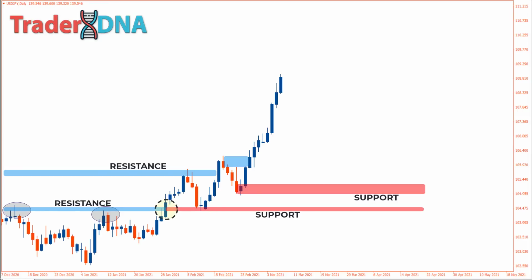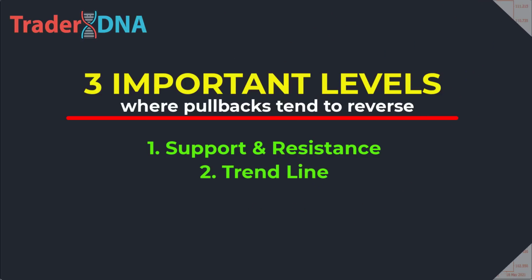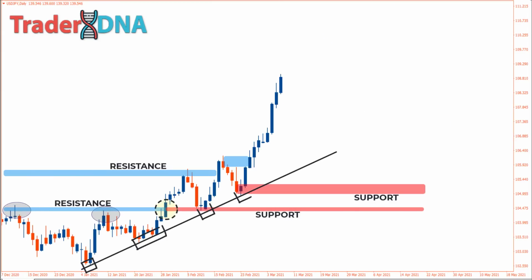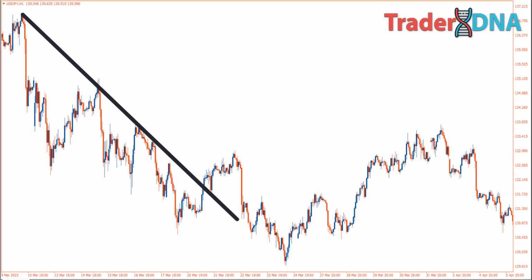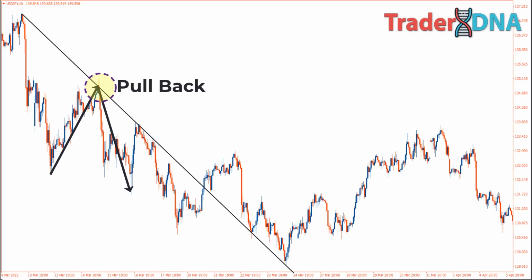Now, let's move on to explore further. The next level where pullbacks often occur is the trend line. In this chart, we identified a downtrend, so we placed a trend line above it because the price was repeatedly rejected at that level. Now, pay attention to the price movement. It made a pullback towards the trend line and then moved downward. It pulled back towards the trend line again and continued to go down. This example demonstrates a pullback towards a trend line.